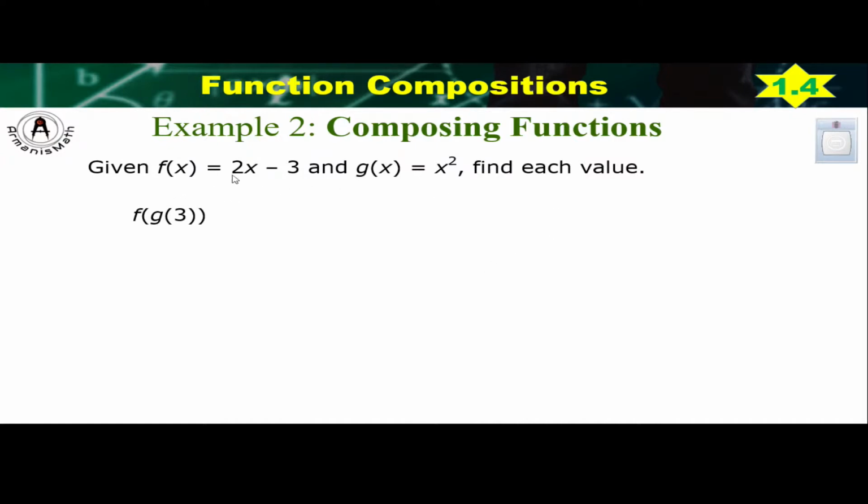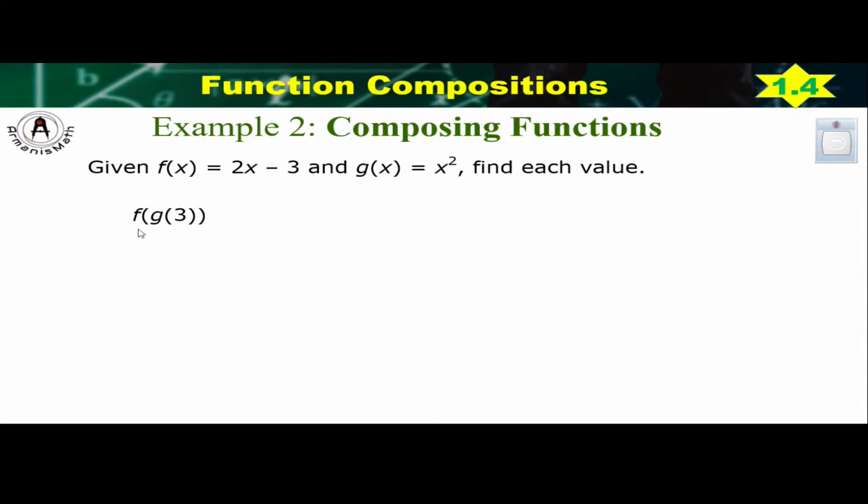Okay, given f of x is 2x minus 3 and g of x is x squared, can somebody tell me what kind of function is f of x? That's awesome. Linear. What's the degree for g of x? It's a quadratic. What's the degree though? Antonio, you're right. It's a second degree. So it is named quadratic. The degree is the highest exponent.